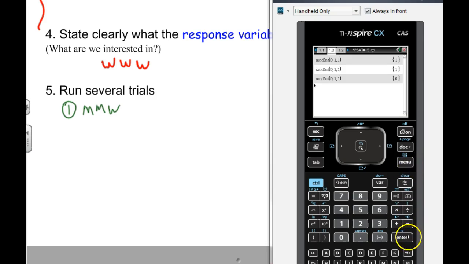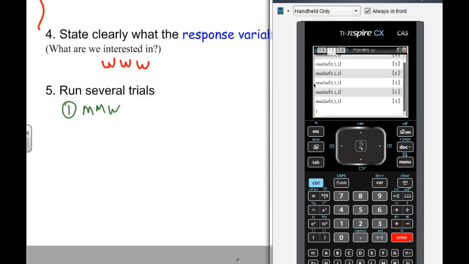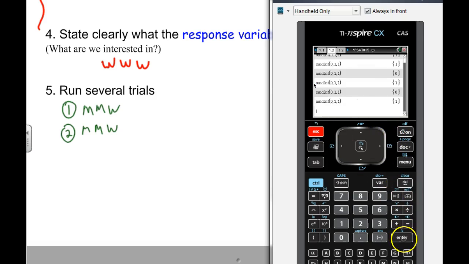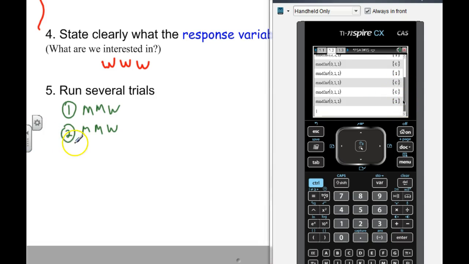Okay, let's try this again. 2 men and a woman. So second trial happens. And we say, okay, 2 men and a woman. Let's try it again. Oh, we almost had it. We have two ladies and a guy. So we have our third trial is we're getting closer.